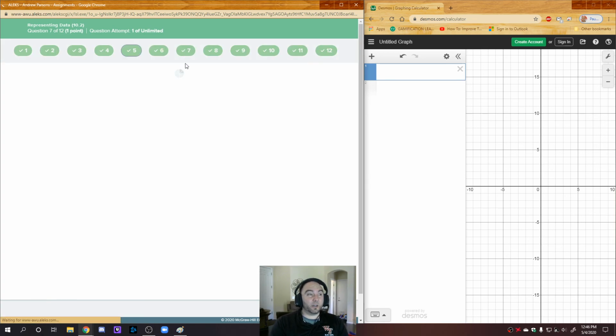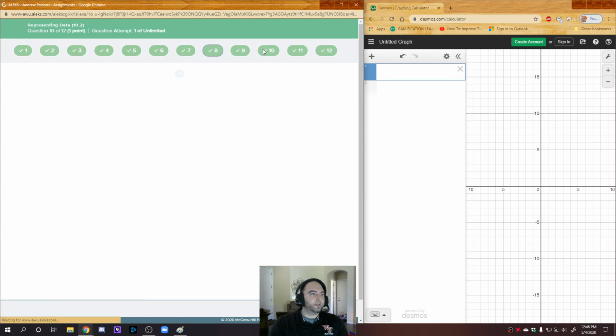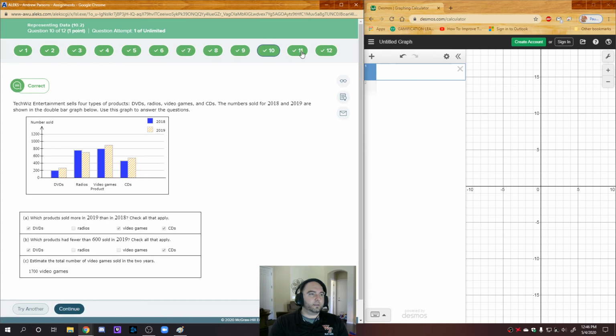And then we got to some double bar graphs. Oops, that was 8, 9, and 10, I think. So double bar graphs, we had to compare 2 different years, but it's just more bars and more information, and you just have to sift through it and find out what's good. That was 8, 9, and 10.